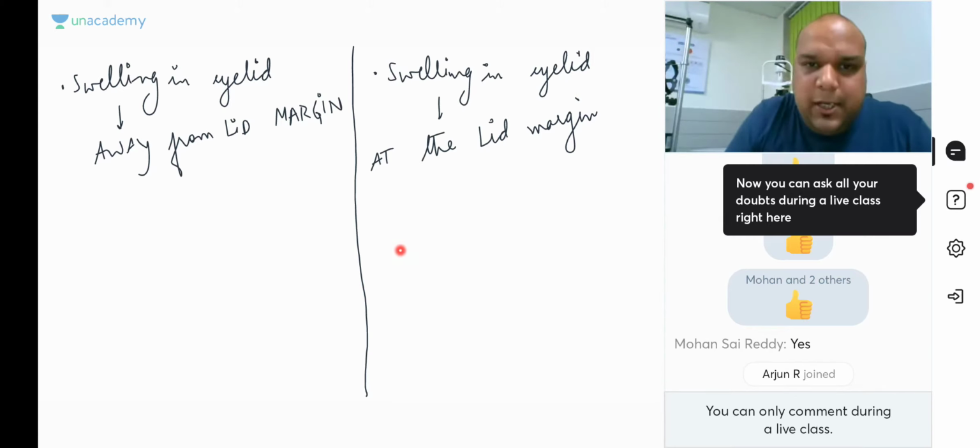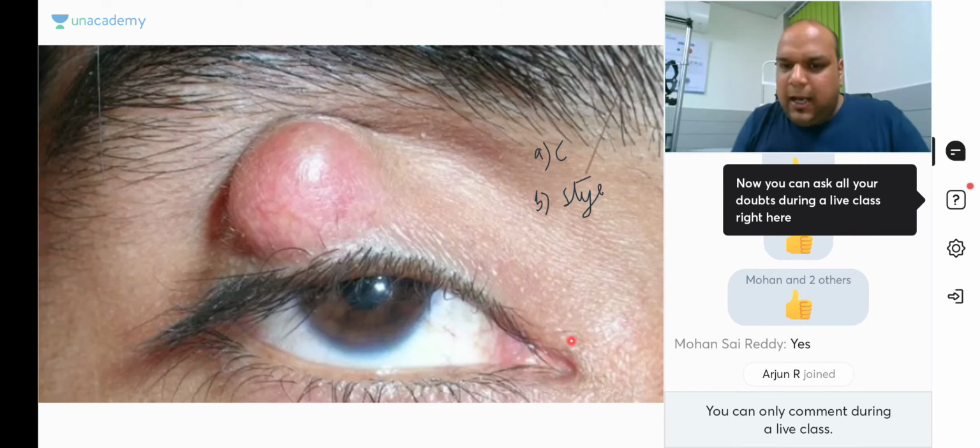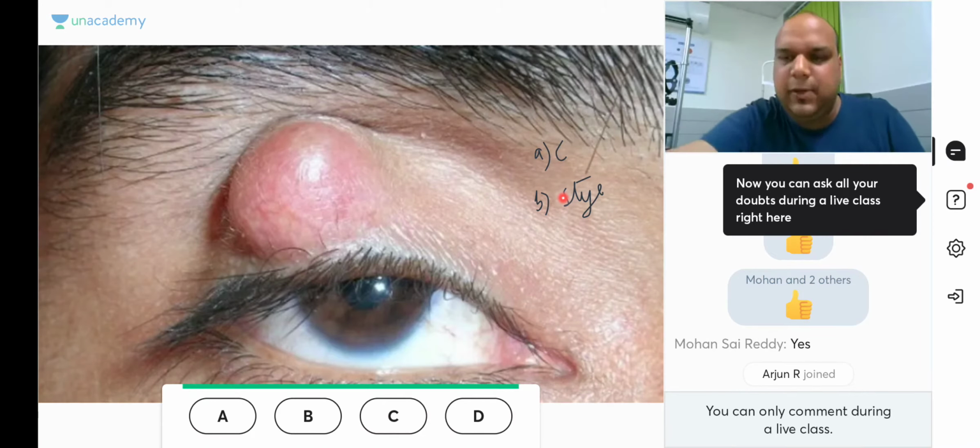So I will bring up a photo on your screen, everybody, and I hope all of you will be able to answer this, whether it is chalazion or stye. Everybody, so this is the photograph. I hope all of you are able to answer. Option A is chalazion. Option B is stye. I don't think you should have a problem. Let's see if you can answer it quickly, guys.